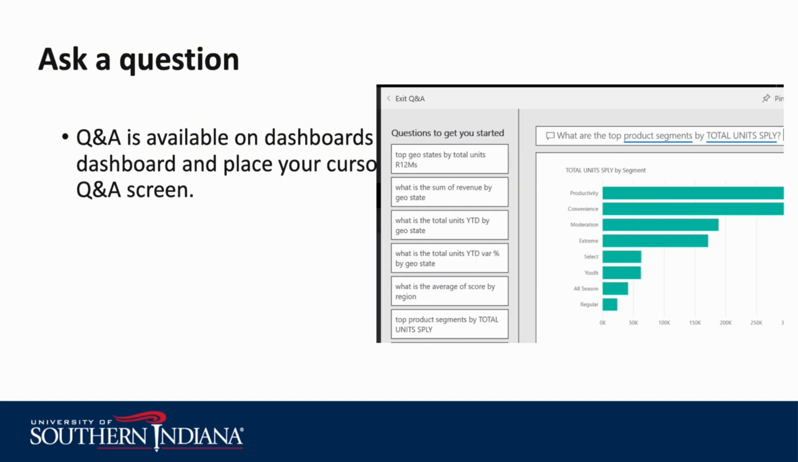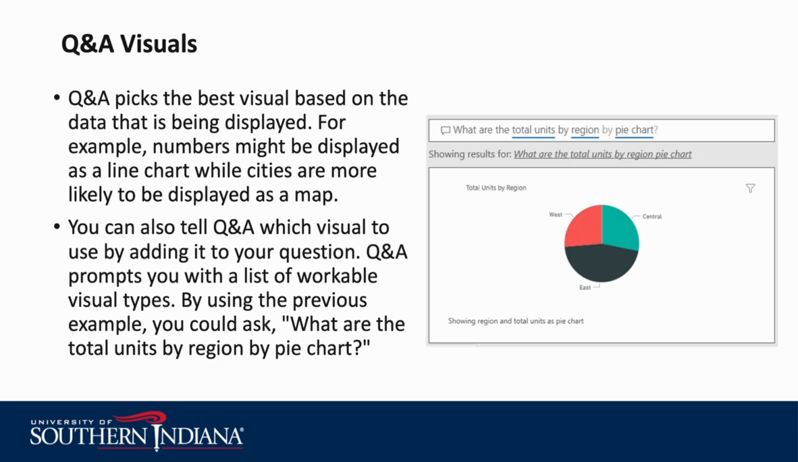Q&A is available on dashboards and reports. Place your cursor in the question box to open the Q&A screen. Power BI will suggest visualizations automatically, but you can specify a preferred chart type if desired. The image shows the Q&A interface and suggestion options. Q&A picks the best visual based on the data context. For example, numerical values may be shown as a line chart, while locations might be displayed on a map. You can also instruct Q&A to use a specific visual type by adding it to your query. The screenshot displays an example of Q&A generating a map visual.